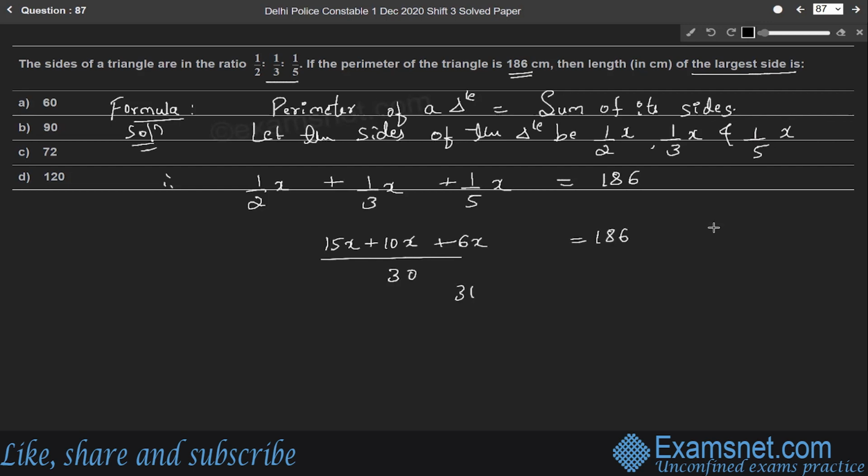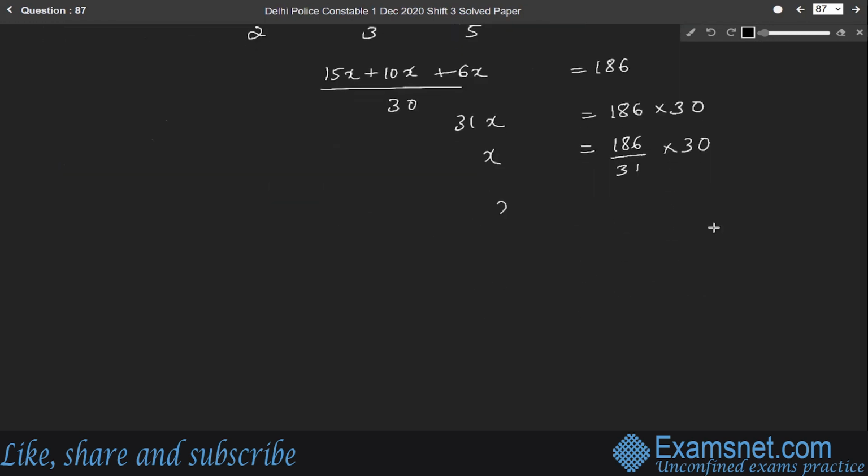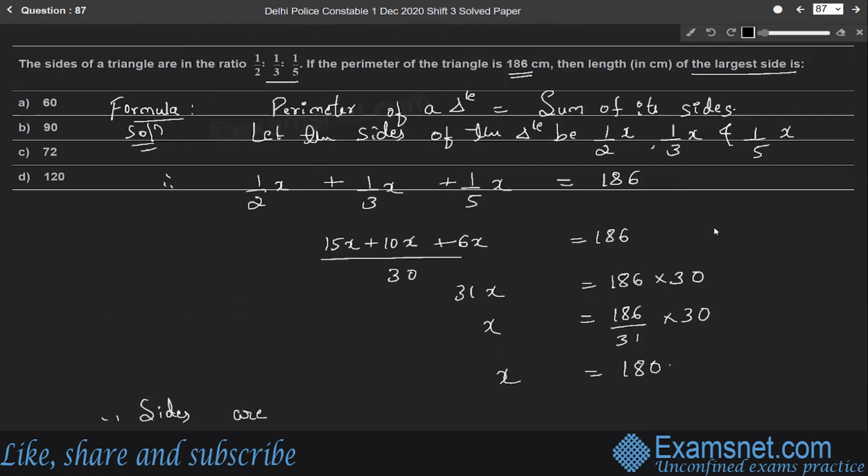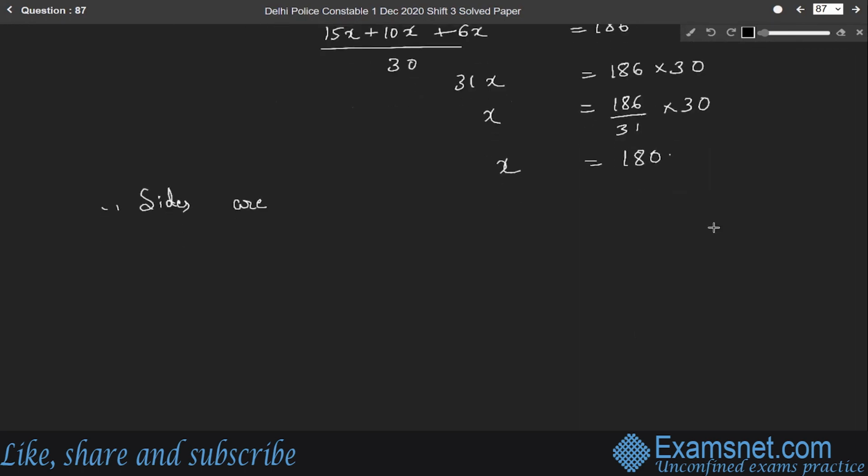Therefore, 31x is equal to 186 into 30, right? x becomes 186 by 31 into 30. So 186 by 31 is 6. So 30 into 6 is 180, right? Therefore, sides are, they are in the ratio 1/2x, 1/3x and 1/5x, right?